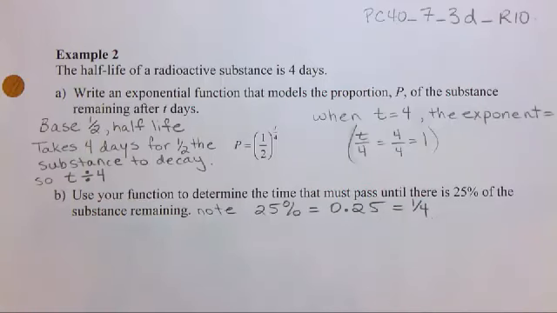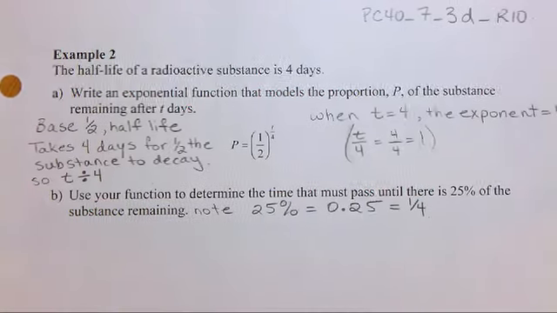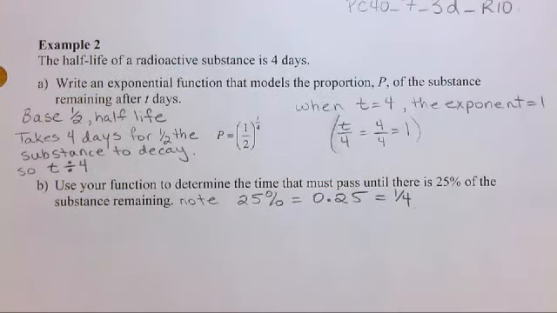Hi, we're continuing with example 2 of applications of exponential functions. This is example 2, and we're looking at the half-life of a radioactive substance. When something has a half-life, that means there is exponential decay. Something is going down in number. The radioactive substance has a half-life of 4 days. So that means every 4 days, you're going to end up with half the amount that you started with.